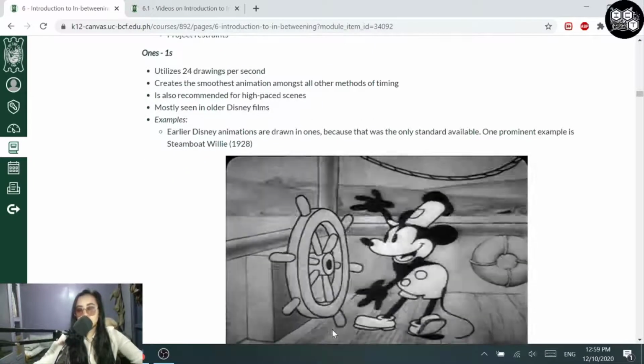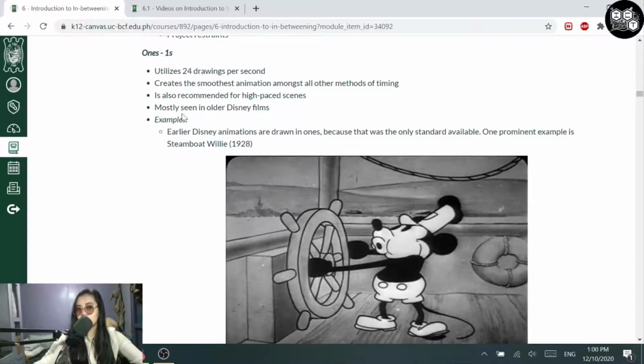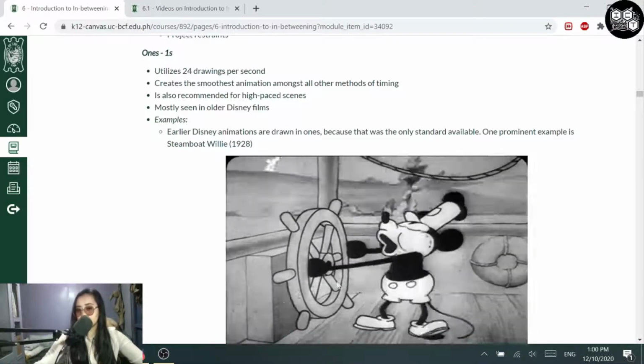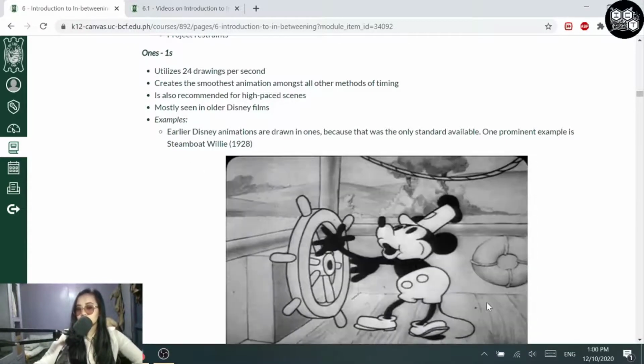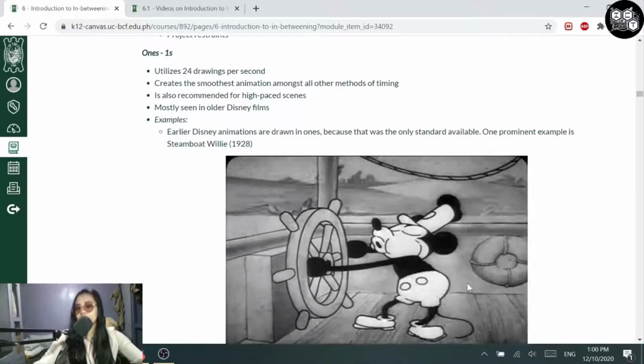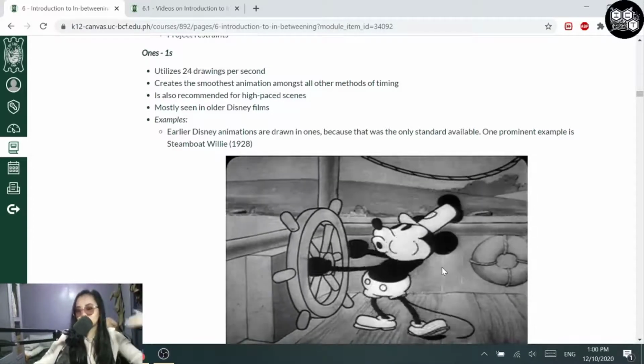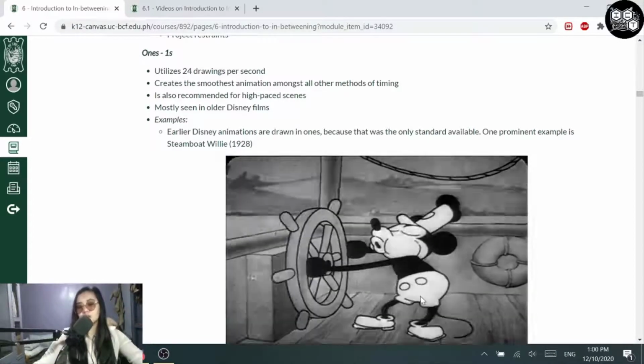So this is also recommended for high-paced scenes and mostly seen in older Disney films. So for example, we have of course the earliest one, which is Steamboat Willie. So this is also an example of why ones isn't necessarily a standard, or let's say it's not really the magnum opus type of method that you're going to use.